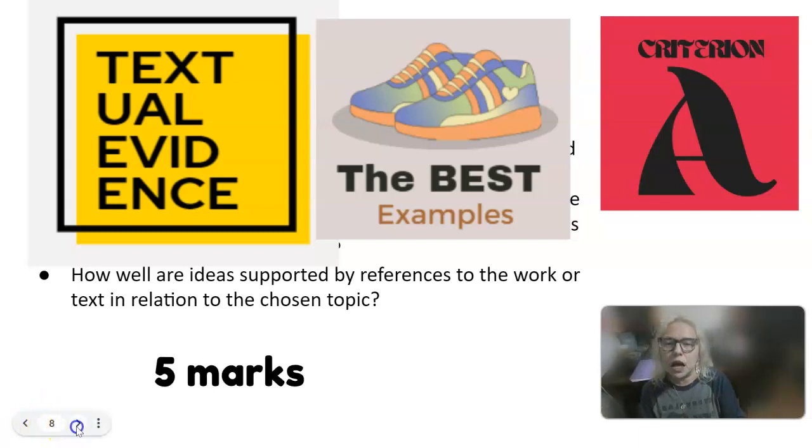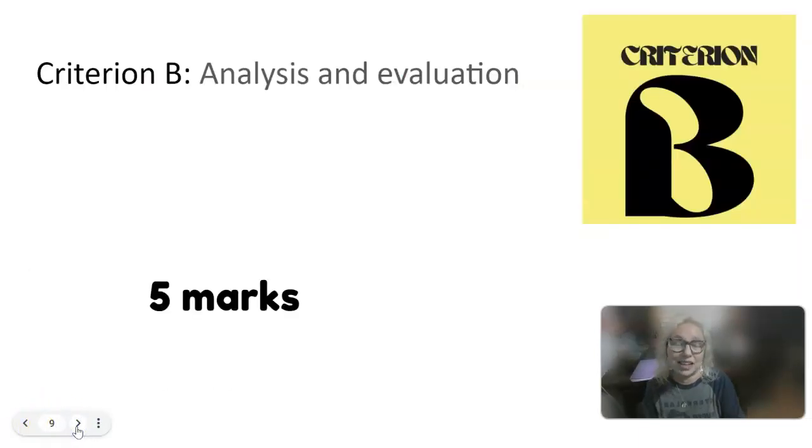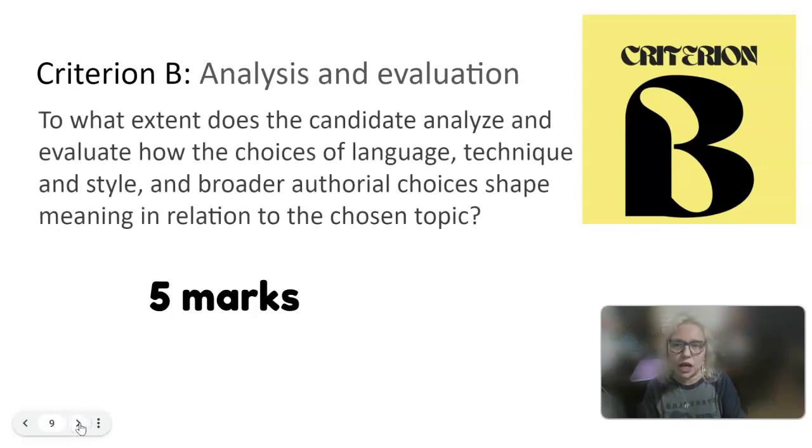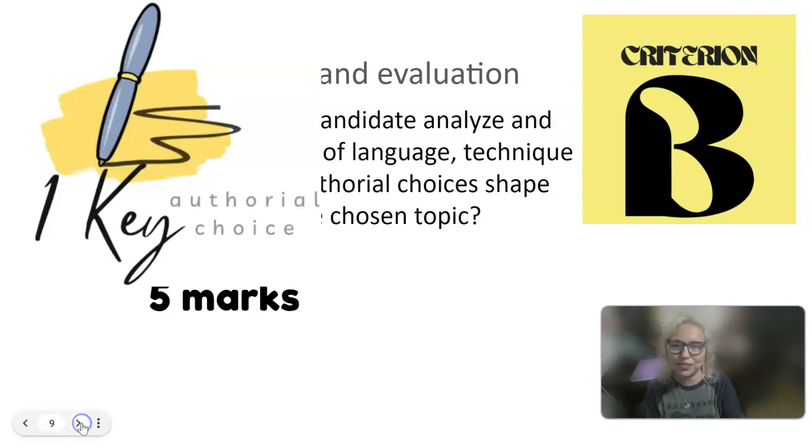All right. Moving on to criterion B, this is analysis and evaluation. This is the toughest one. This is where it's at, folks. To what extent does the candidate analyze and evaluate how the choices of language, technique, and style and broader authorial choices shape meaning in relation to the chosen topic? Oh, sounds so simple, right?